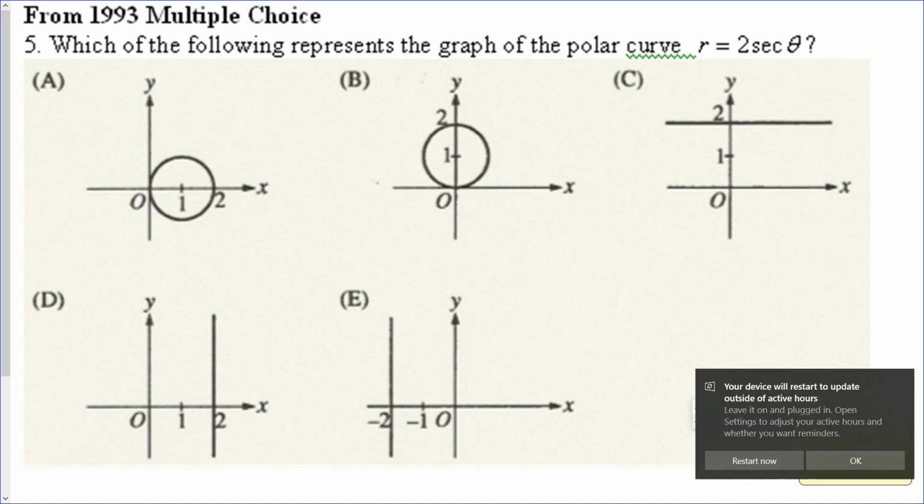I've got this curve r equals 2 secant theta. Which graph is this curve a graph of? Which one does it match up with?